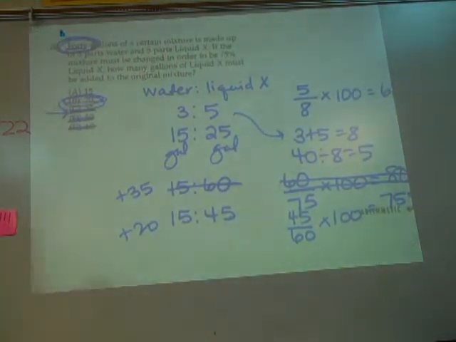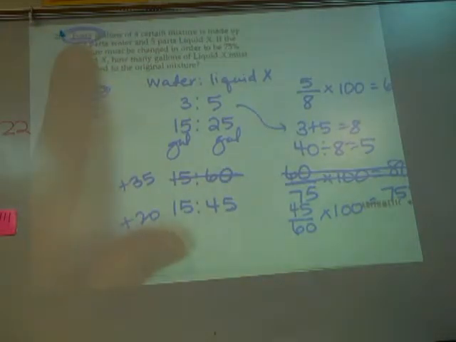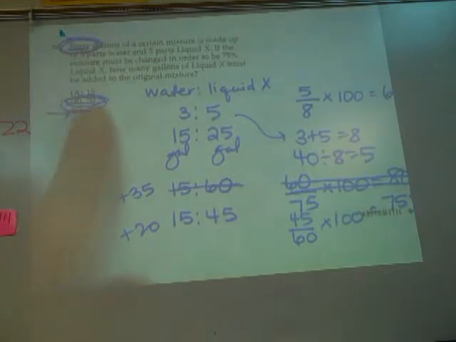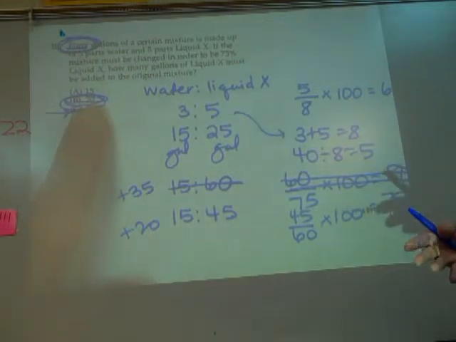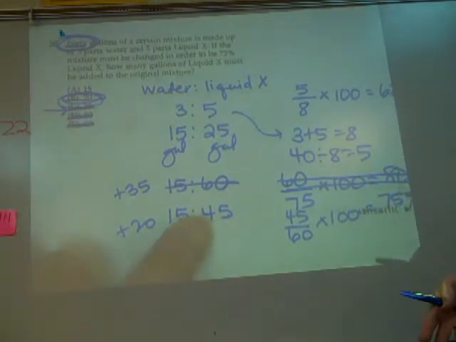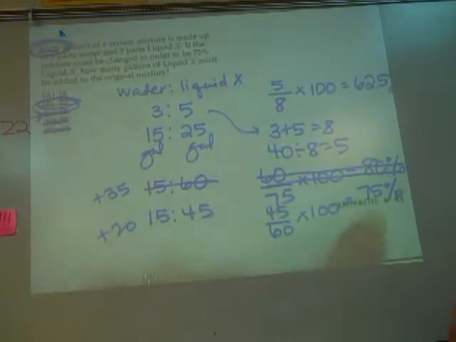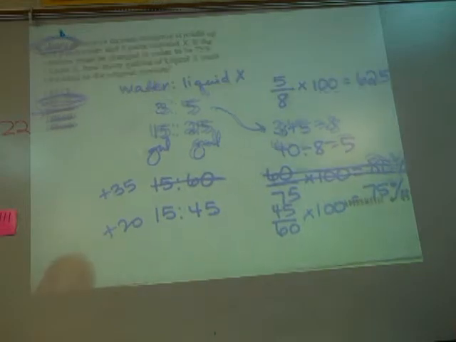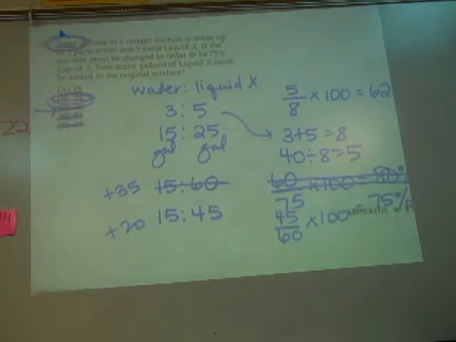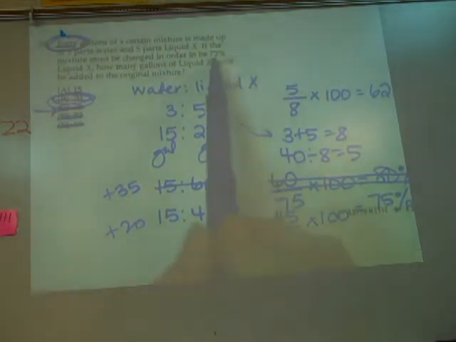You would add 20 gallons of liquid X to make it a total now of 60 gallons of the mixture. Because you started with 40 gallons, if you add 20 gallons of liquid X, you've got a total of 60 gallons. 45 of those gallons are now just pure liquid X, and 45 out of 60 times 100 is 75%. So that tells you what percent is liquid X. And that's what we were trying to change it to.